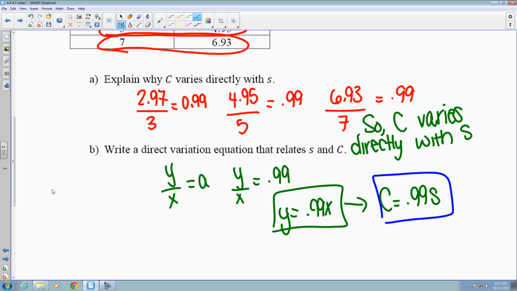Okay, that was section 4.6 on direct variation.